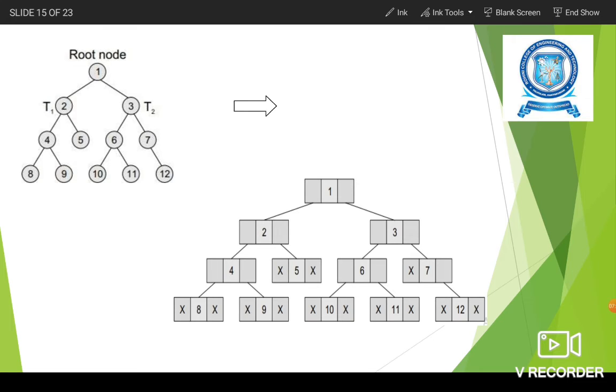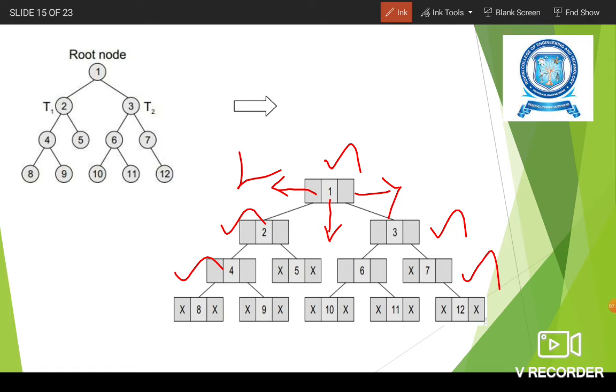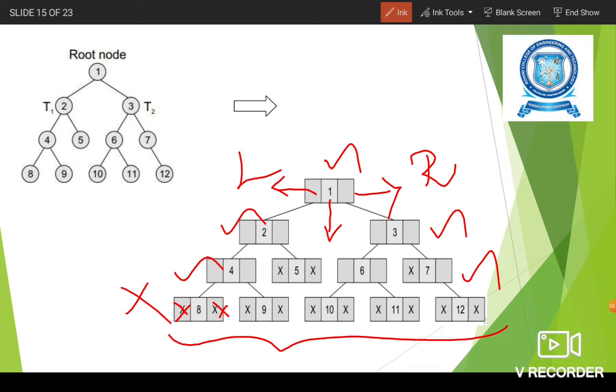So this is the example for linked representation of binary tree. Each and every element is represented here as a node, and each node is having the data part, the left pointer and the right pointer. The left pointer points to the left child and the right pointer points to the right child. At the lowest level, since we don't have any children on the left side and right side, it is indicated as null.